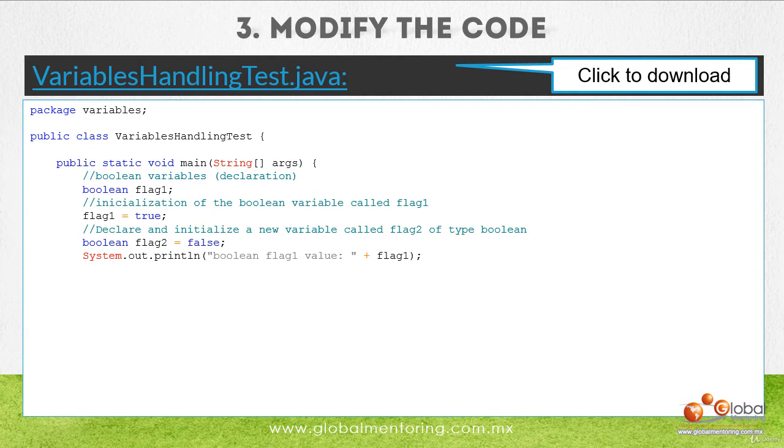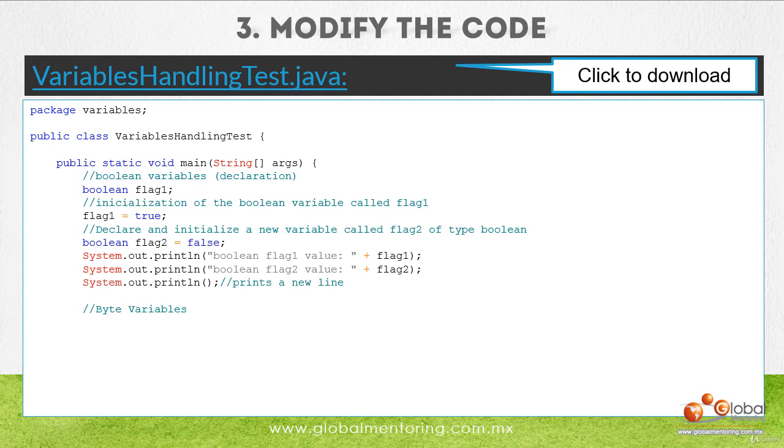So we write System.out.println, write the string Boolean flag value, and concatenate the value of the flag1 variable. After that, we send the value of flag2 to the console, so we write Boolean flag value and concatenate the value of flag2 variable. And this line prints a new line in the console.